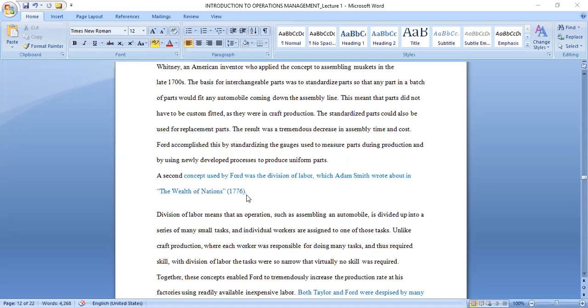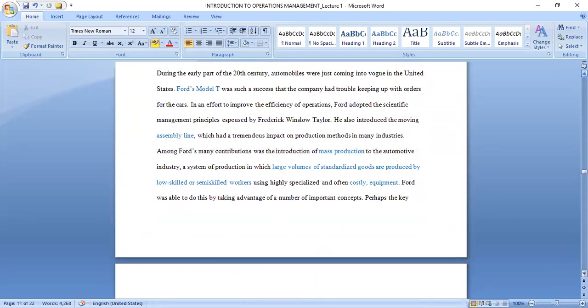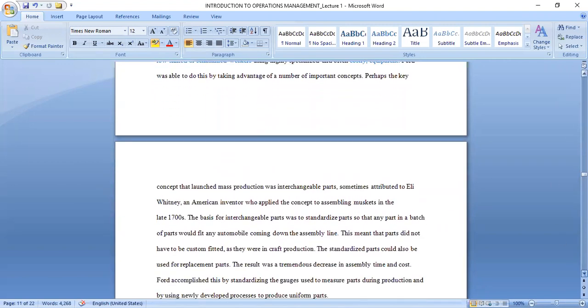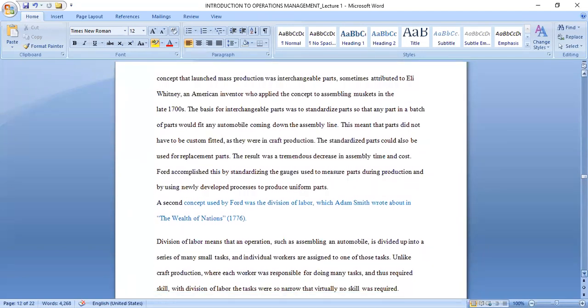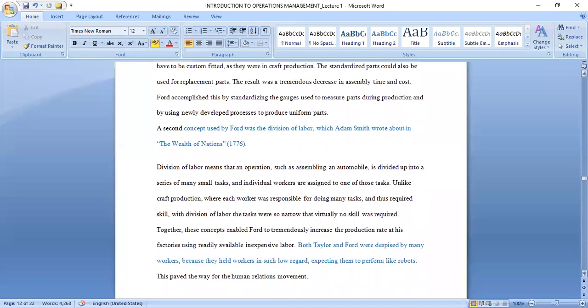So we see that this industrialist under the scientific management era, he does a lot. He was an industrialist who had his factory, and in his factory he introduced a new automobile, the Ford's Model T. We see that he introduced mass production, the use of the assembly line, the division of labor, and he also applied the scientific management principles as they were spearheaded by the father of scientific management, Frederick Winslow Taylor, right?